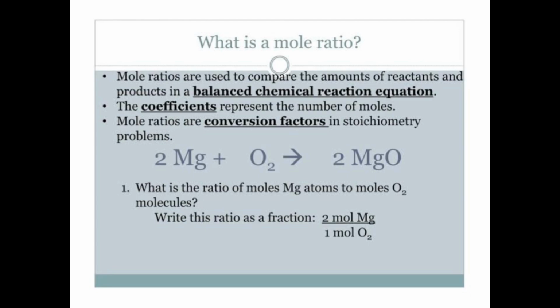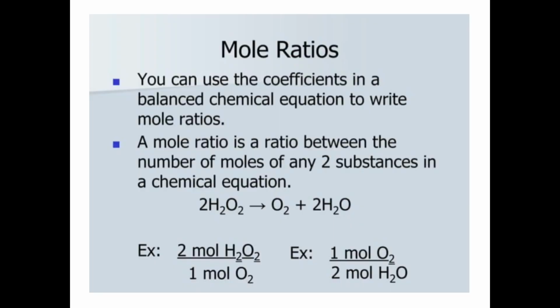Take for instance where you have magnesium being burnt in air to give magnesium oxide. The ratio of magnesium here to the moles of oxygen molecules is 2:1. That means 2 moles of magnesium react with 1 mole of oxygen molecule to give 2 moles of magnesium oxide.